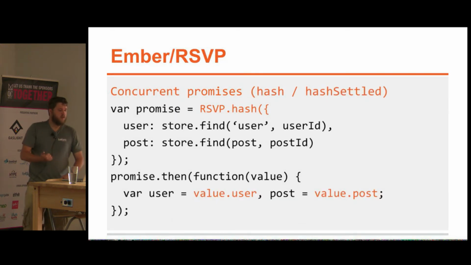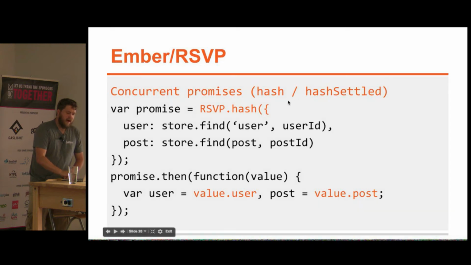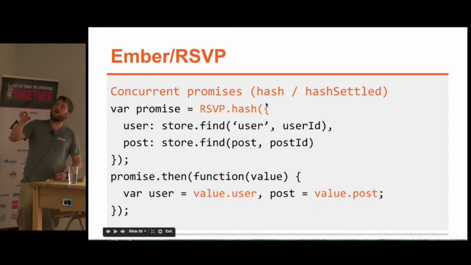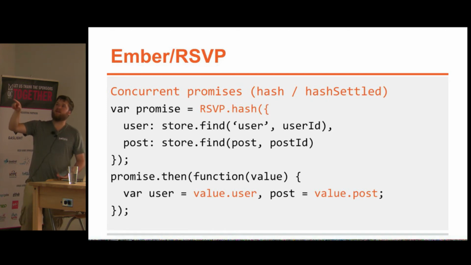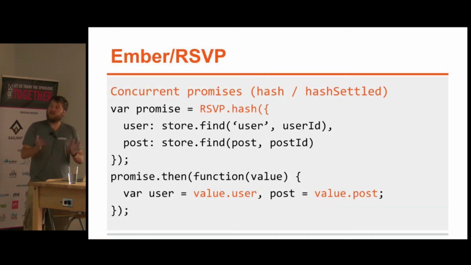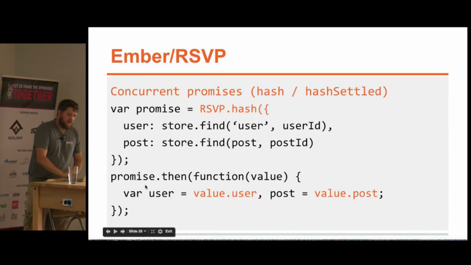RSVP provides a really great way to do concurrent promises. This is one of my favorite features of the RSVP library, that it gives you a mechanism to do a hash. In this case, I've just said I want to find the user by the user ID, but I also concurrently want to find the post by the post ID. And I don't want them to be consecutive. I just want them to be looked up, and then you can tell me when they're both done. And it combines that into a promise that passes me a hash as the value.